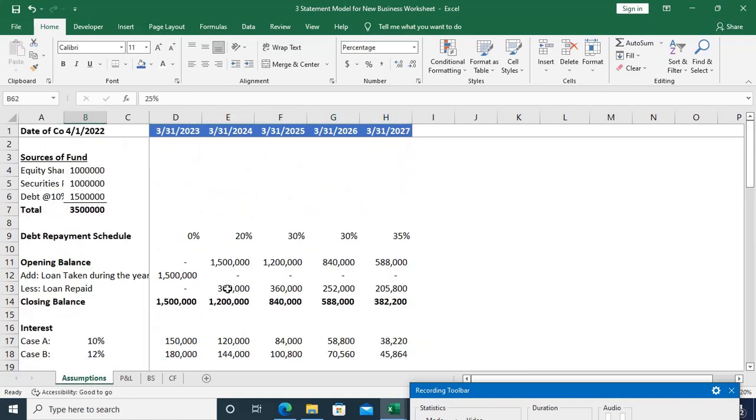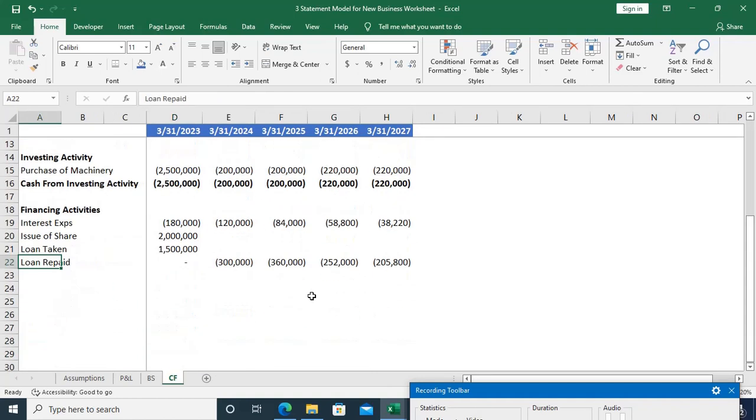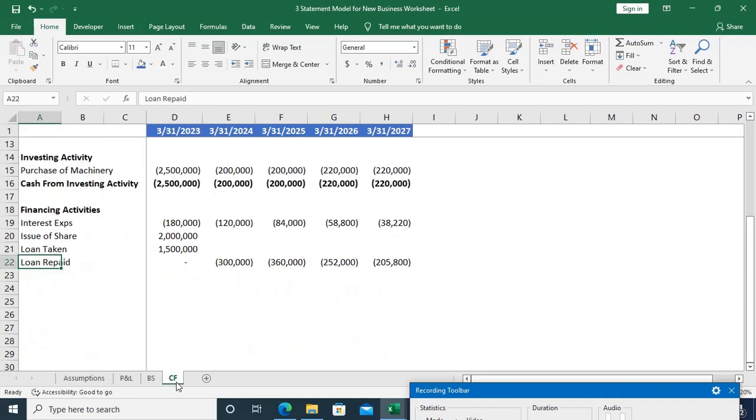Loan repayment, yeah, 3 lakh 60 to 5,800. See, so this is the loan repaid. I have linked here the loan repaid part. From where? From the assumption sheet I linked the loan repaid part.